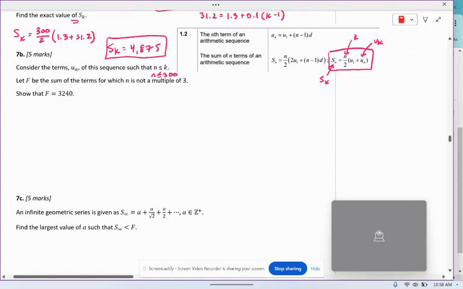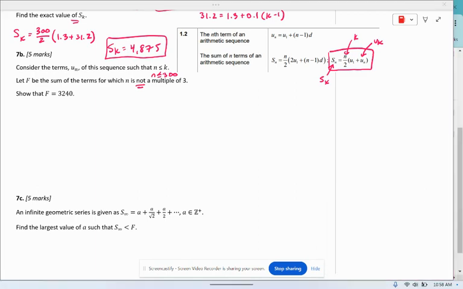Okay. Let f be the sum of the terms for which n is not a multiple of 3. Show that f is equal to 3,240. So what this is basically saying is, look at the first 300 terms, right? n is less than or equal to 300. And let's find out who is not a multiple of 3. Then we're going to add all those together to find f. f should be 3,240 if we're right.